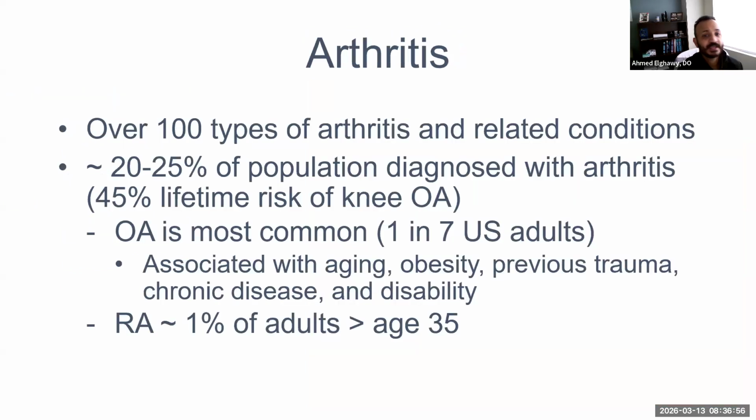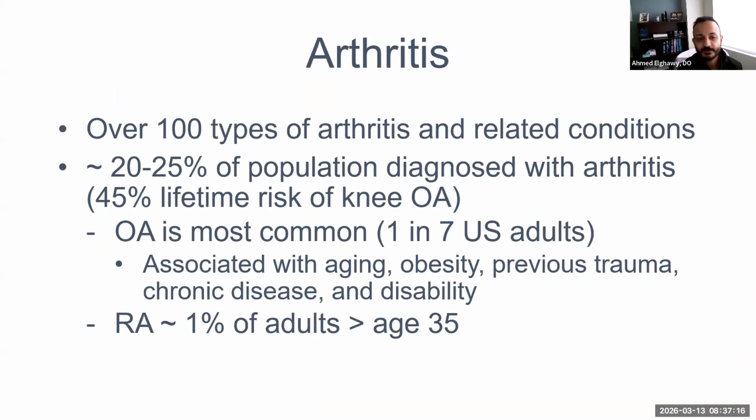So talking about arthritis first, there are over 100 different types of arthritis. And about 20 to 25% of patients will be diagnosed with arthritis at some point. When it comes to the knee, about 45% of patients will have a lifetime risk of developing symptomatic knee OA. And by far, the most common type of arthritis is osteoarthritis.